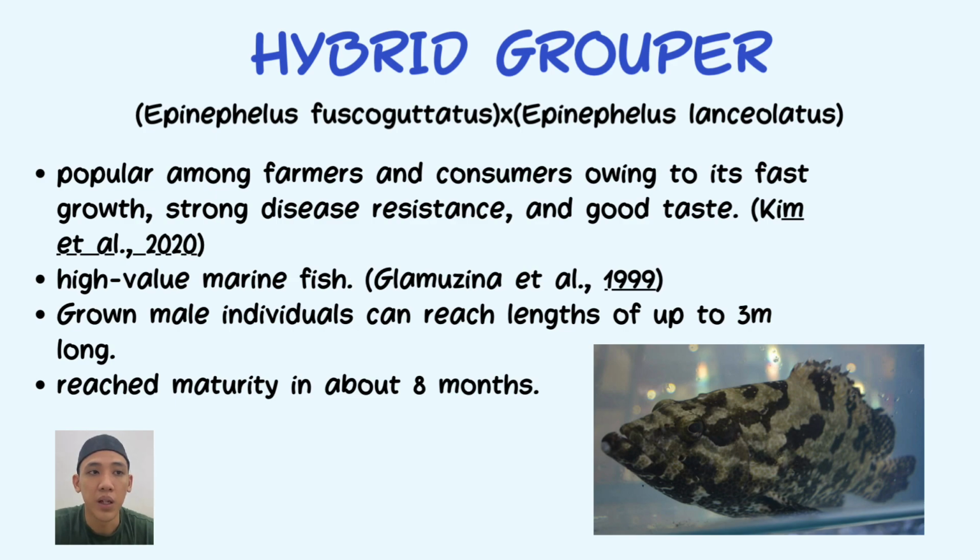And the giant grouper male individual can reach a length of up to 3 meters, and the hybrid grouper can reach maturity in about 8 months, which is 40% faster than the non-hybrid grouper.